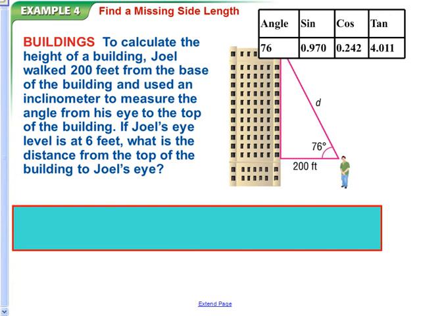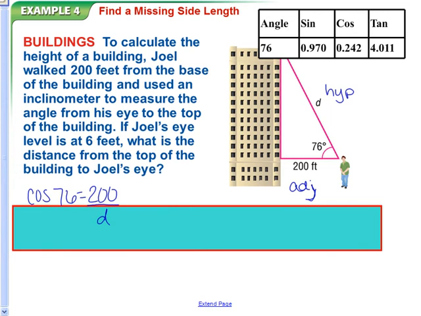All right, how about one that is not a special right triangle? So we have Joel looking at this building, and we want to find D. Well, let's start labeling the sides. D would be considered our hypotenuse. 200 is our adjacent. So what uses adjacent and hypotenuse? That would be cosine of 76 equals 200 over D.